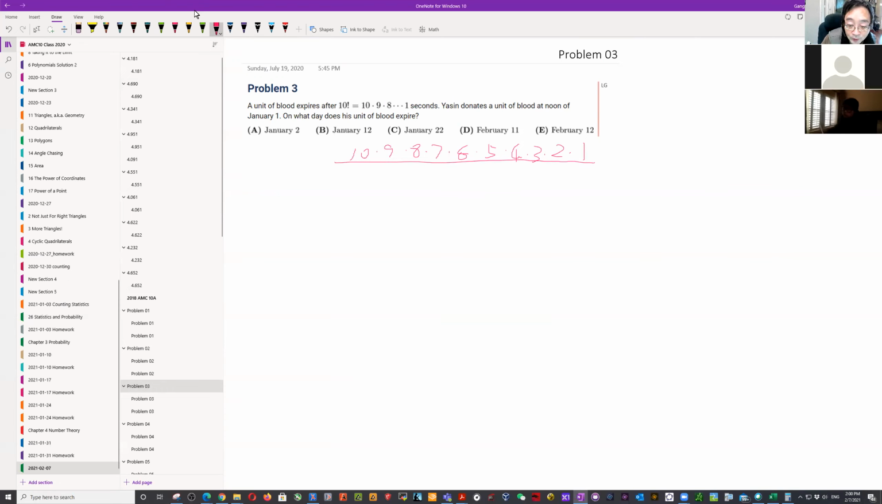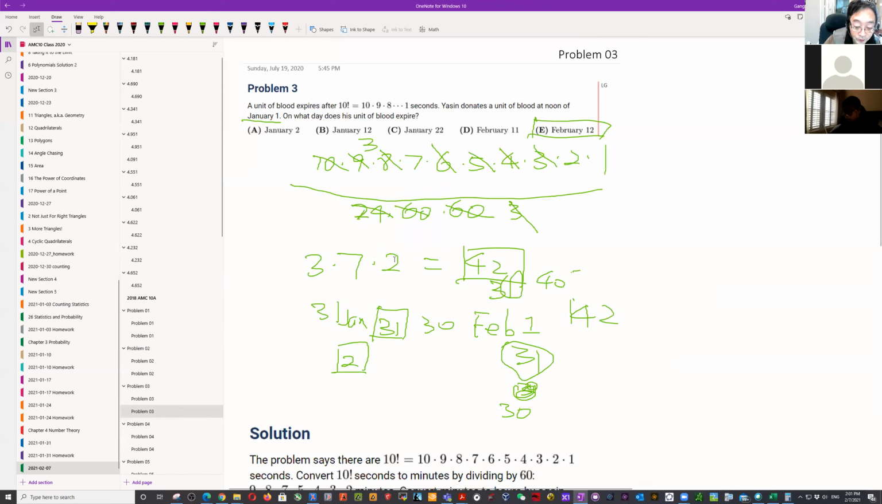Then you will divide by the number of seconds in a minute, number of minutes in 1 hour, and number of hours in 1 day. So if you use the cancellation, then it's much easier to multiply it out and do it. So basically, this is what I did.